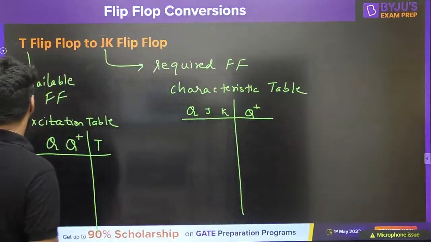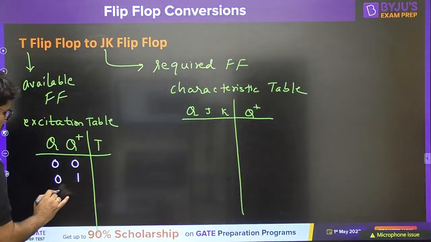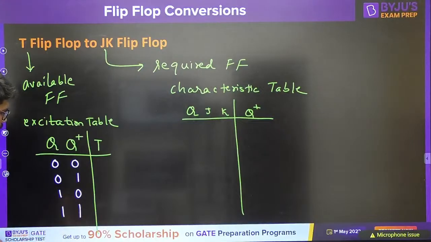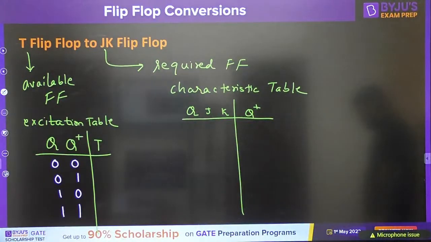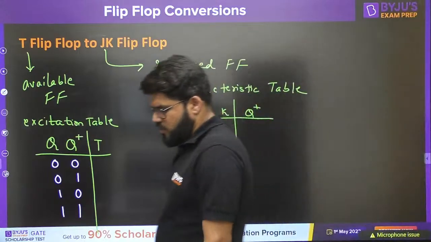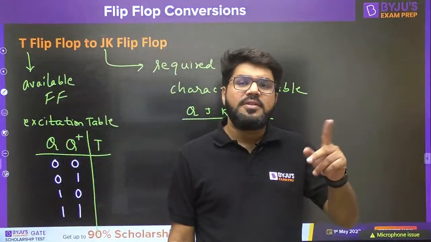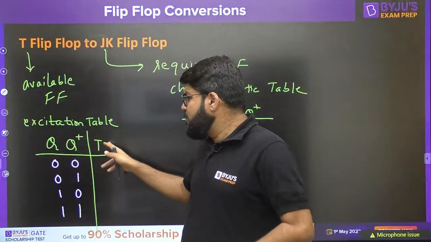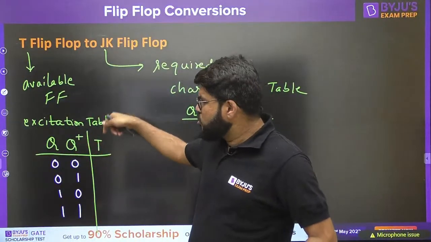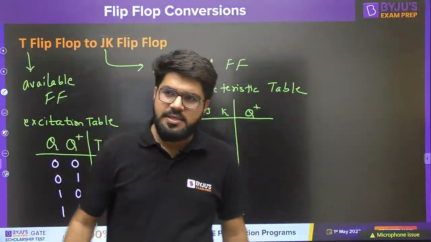So now, first of all, current state and next state, there are two variables, so four possibilities: 0 0, 0 1, 1 0 and 1 1. Okay? Then there is a T input. As I explained about the excitation table, based on the given current state and next state, what should be the input? What is the input that you should apply? How should you excite the flip-flop to obtain the next state Q plus, right?